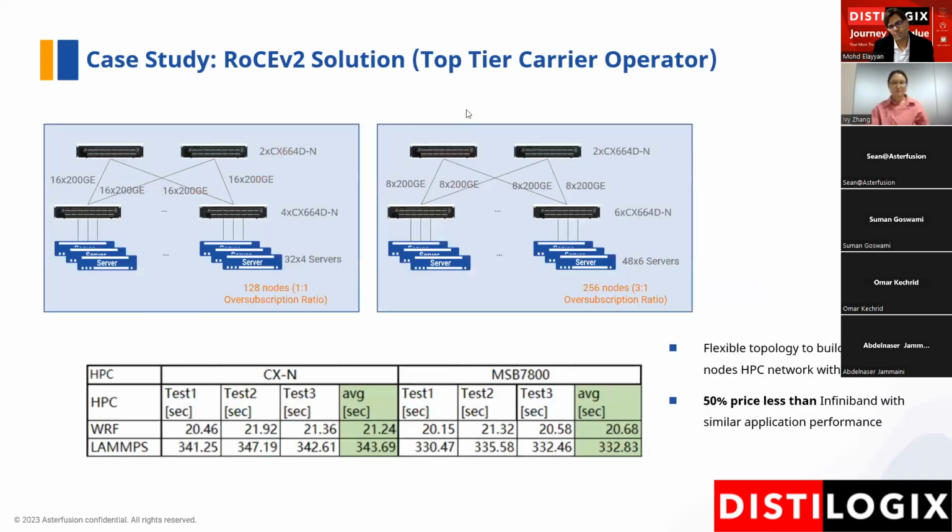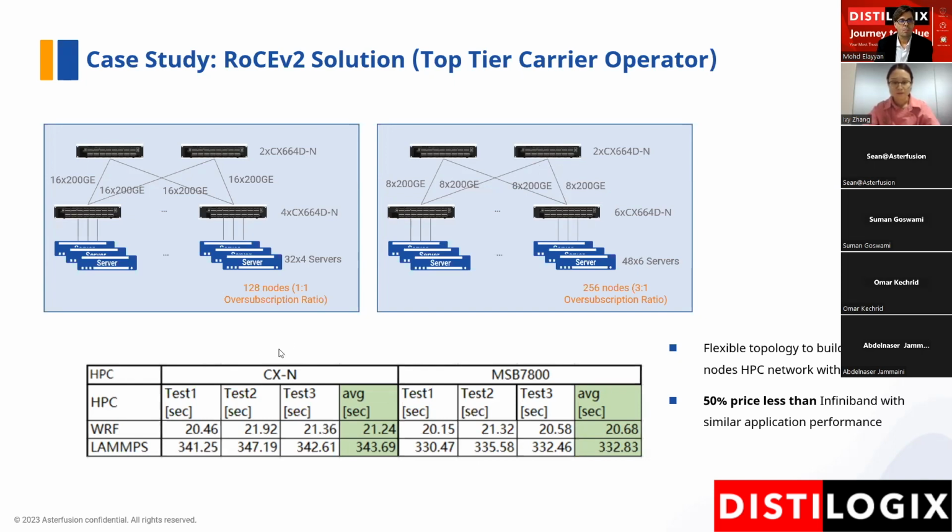Okay. There is another case of a POC with our customer. We proposed three different scales of the networking. If they have 64 nodes, we can make it as a single device. If they have 128 nodes, we can build it with 6 devices. And if they have 256 nodes, we can build a network with 8 devices.